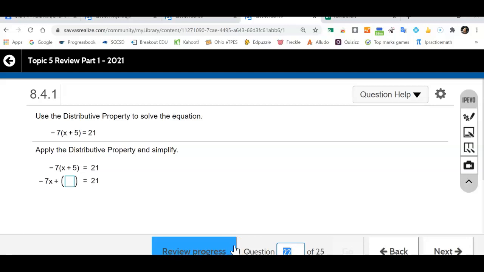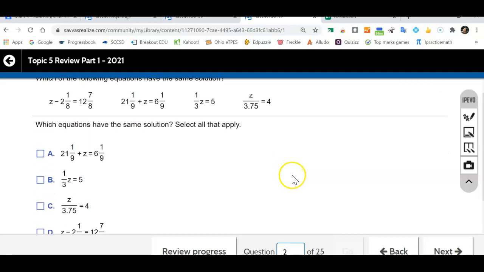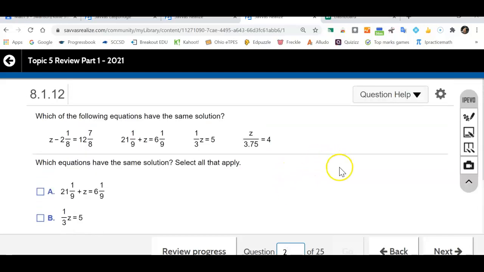Okay, so Maya, you said question 2? All right, so number 2. This one says, which of the following equations have the same solution? So you have 4 questions right here. You don't actually have to solve them all. Pick one and let's solve it.